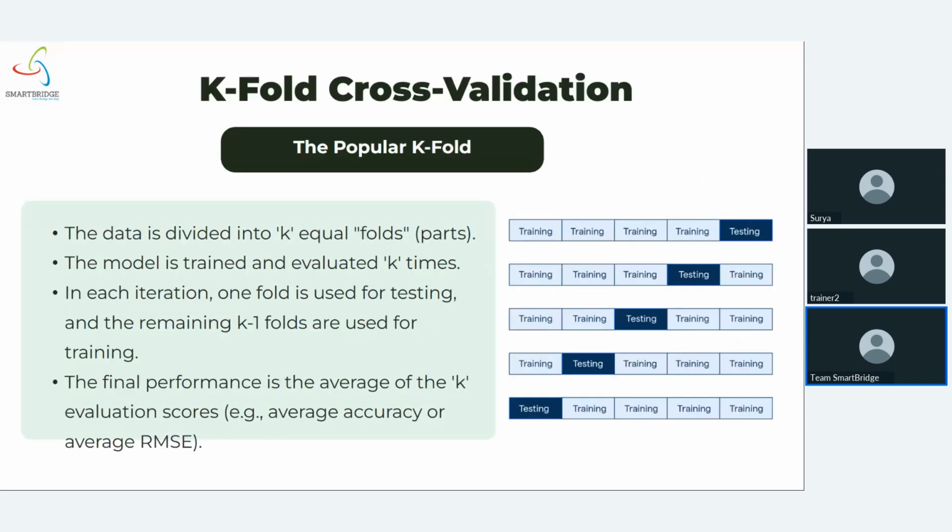If you look at k-fold validation, k is nothing but a number, just like the k we'll be discussing in KNN. The data is divided into k equal folds. Every time the model is trained, k minus 1 folds are used for training, and the one remaining fold is used for testing.